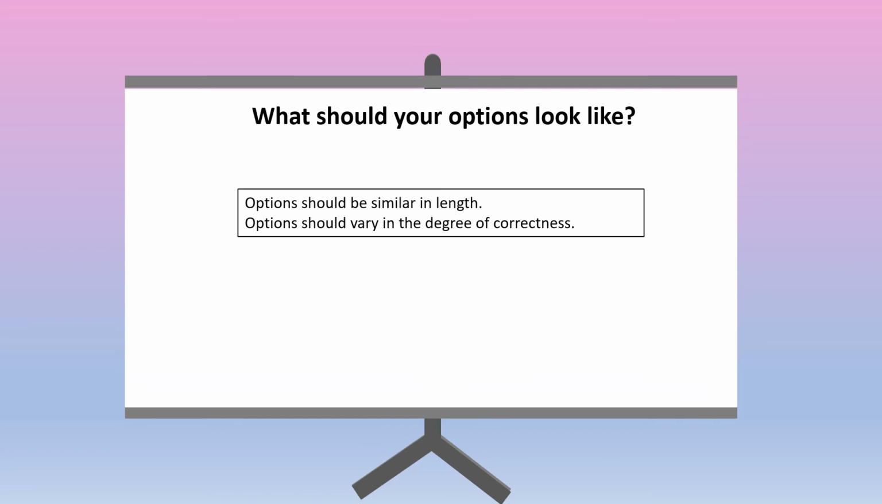Now let's look at the options. Options should be similar in length, both the correct answer and the distractors. Options should also vary in the degree of correctness, meaning none of the options should be totally wrong or totally correct, but rather have some correctness or some likeliness.